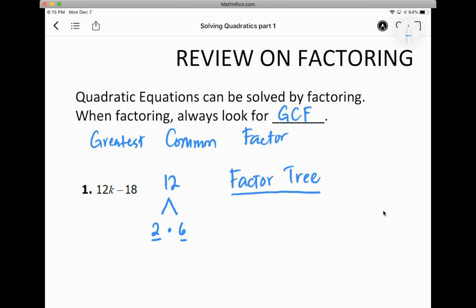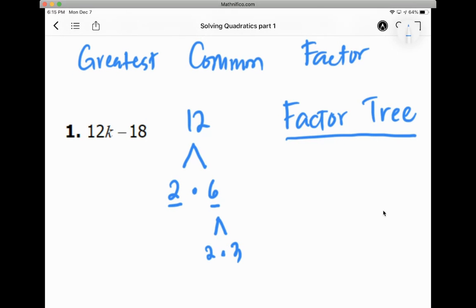Can you still break down 6? Yes. That would be 2 times 3 gives you 6. We cannot further break down 3. If you look at this, it pretty much looks like a tree, and this tree will then have roots. What are the roots? You have 2, 2, and 3. So you can say 12 has factors of 2 times 2 times 3.